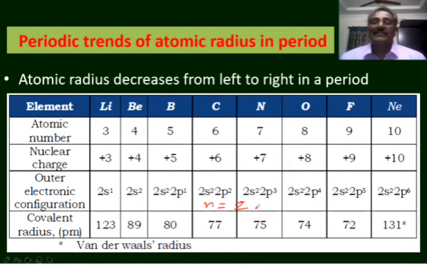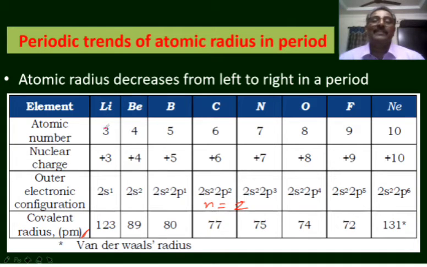That means the valence electron or the differentiating electron is more or less at the same distance from the nucleus in all the elements in the period, as the outer shell is same. Let us see the covalent radii of those elements which are given in picometers. The radius of lithium is 123 picometers, beryllium 89 picometers, boron 80 picometers, carbon 77 picometers, nitrogen 75 picometers, oxygen 74 picometers, fluorine 72 picometers.